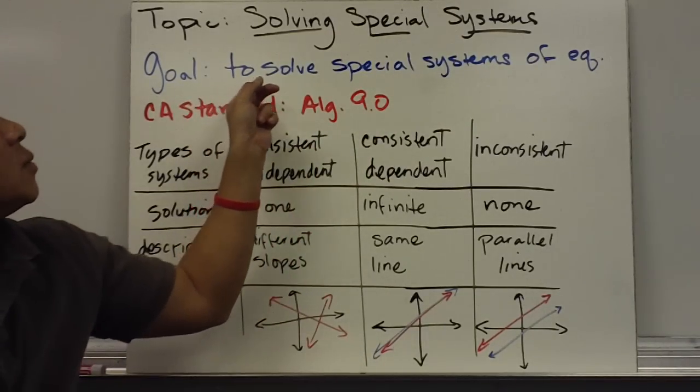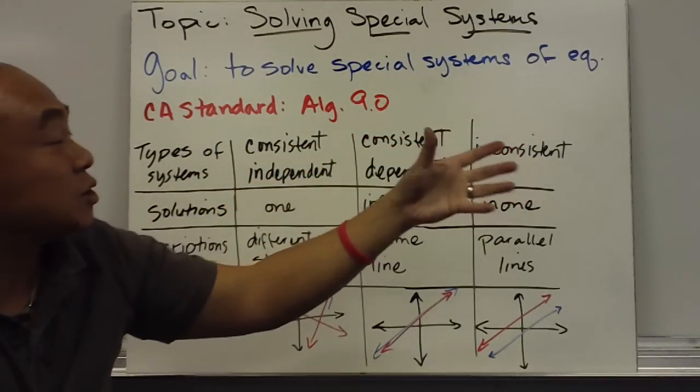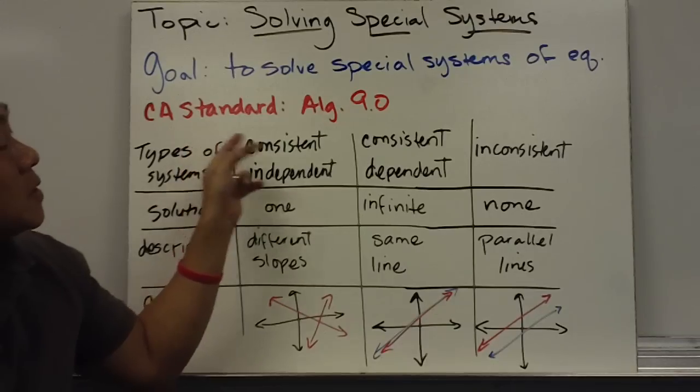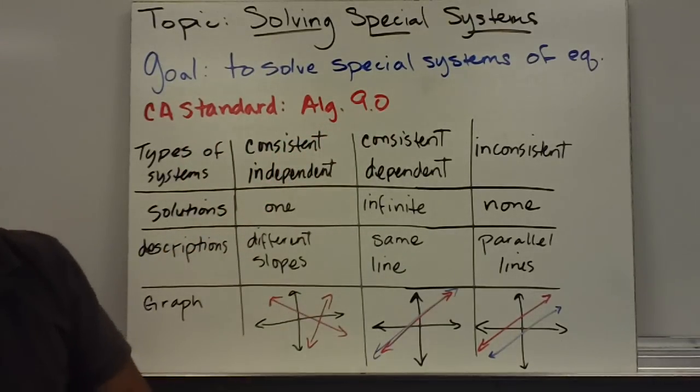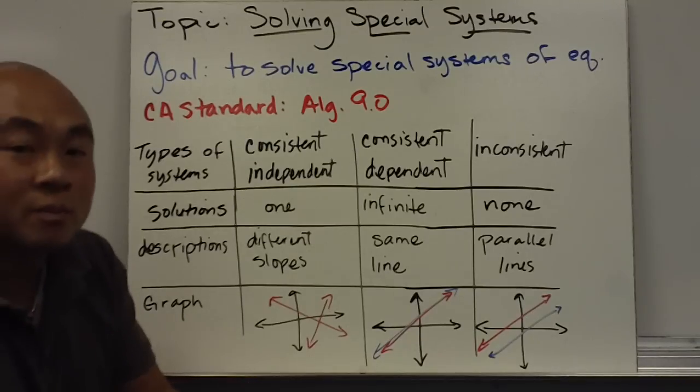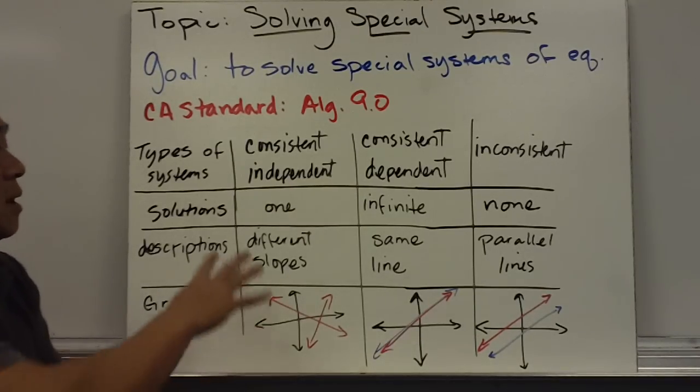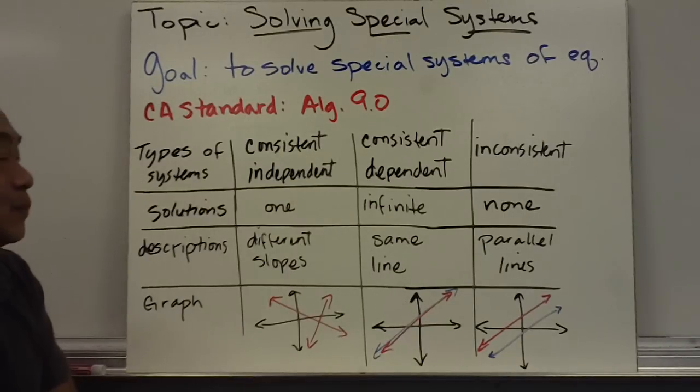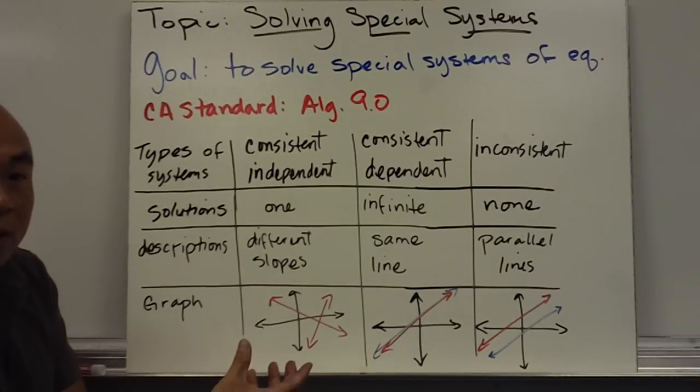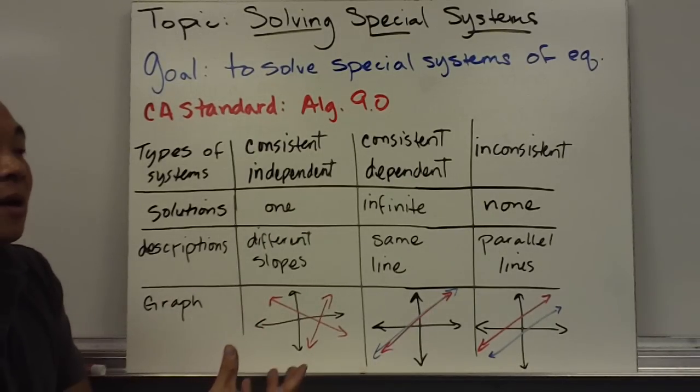Our goal for today is we're going to solve special systems of equations. And our California standard for today is Algebra 9.0. The main thing I need you to make sure you have as part of your notes is this particular chart right here. This gives you the classification, or basically tells you what type of special systems you might have whenever you are solving your equations.